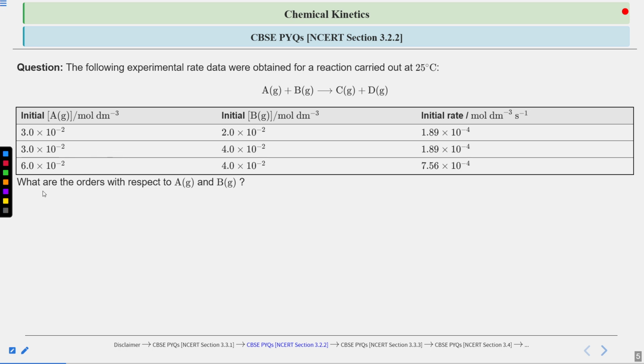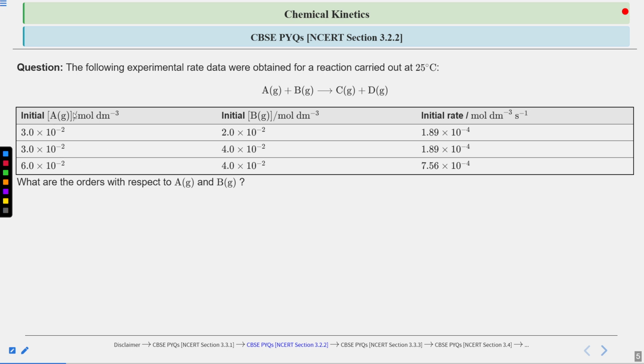The question asked is: what are the orders with respect to A in the gaseous form reactant and B in the gaseous form reactant? So with respect to both the reactants, what are the orders for this given reaction based on this experimental rate data? If you look at this data, we have 3 columns in this table. The first indicates the initial concentration of reactant A, the second column indicates the initial concentration of reactant B, and the third column indicates the initial rate in moles per decimeter cubed per second. The concentrations are in units of mole per decimeter cubed.